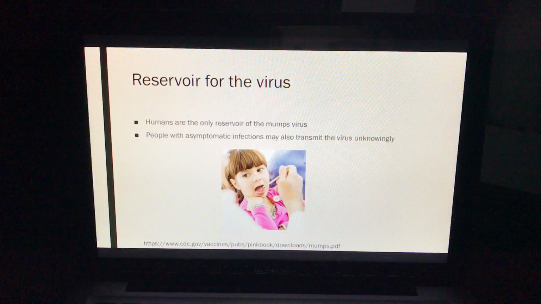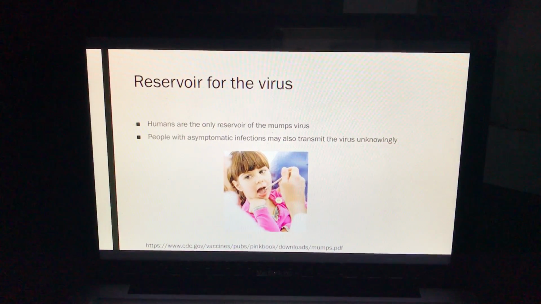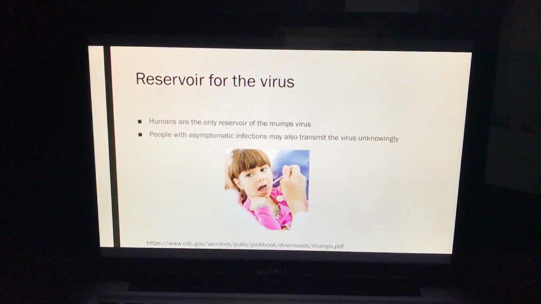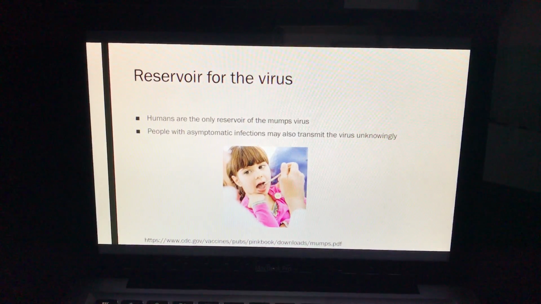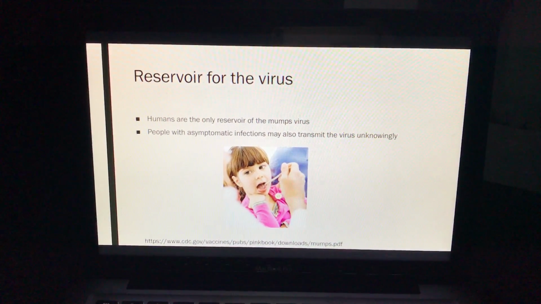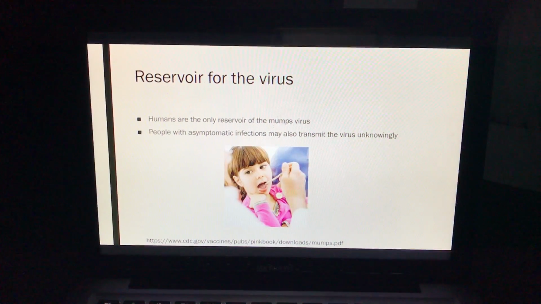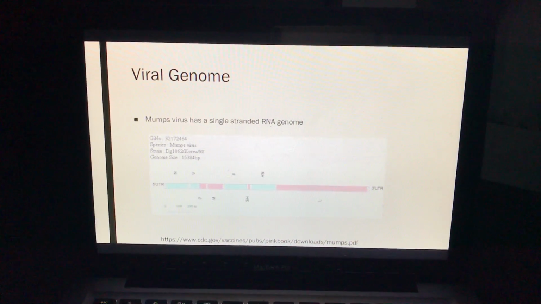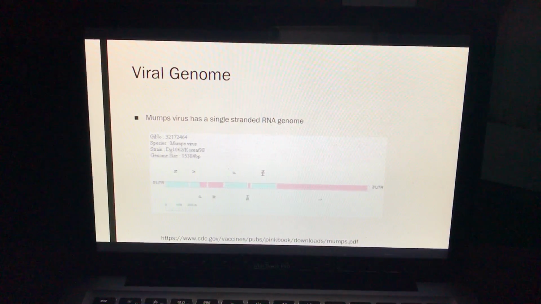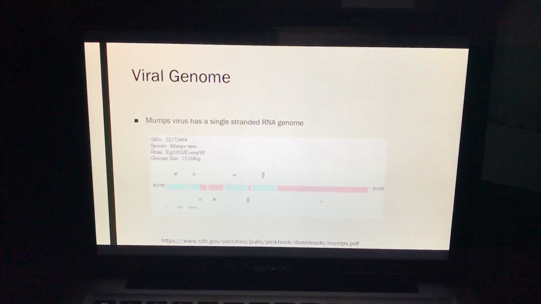Humans are the only reservoir of the mumps virus. There are no vectors that transport the virus like mosquitoes. People can, however, be asymptomatic and may transmit the virus unknowingly to others. The viral genome of the mumps virus is a single-stranded RNA genome.